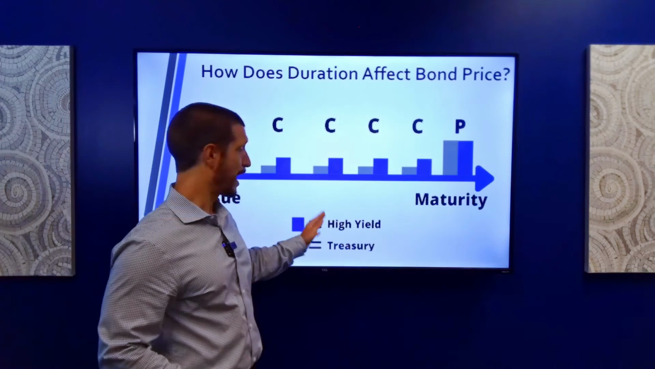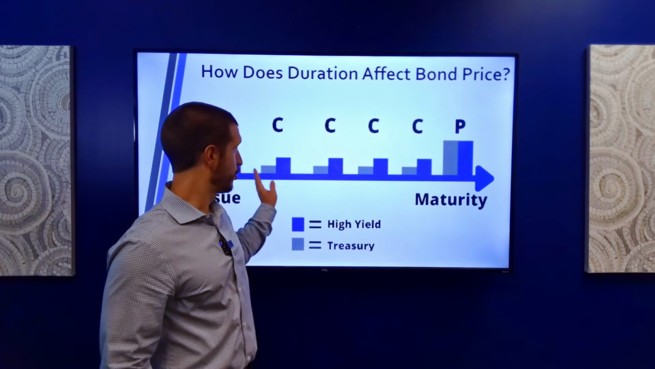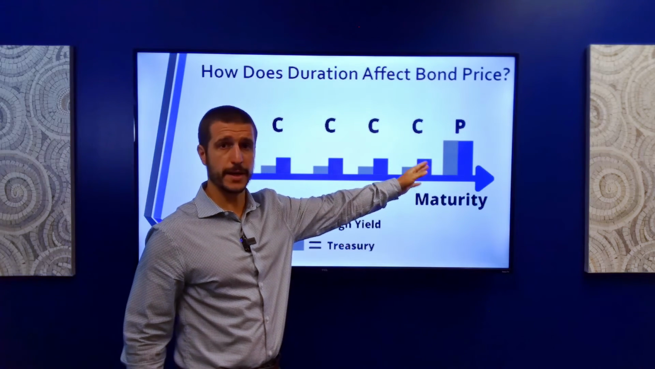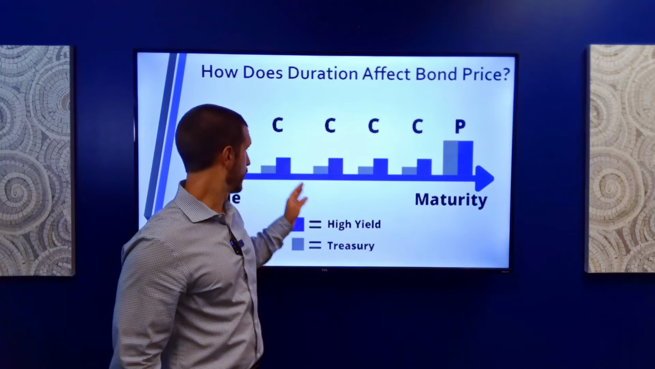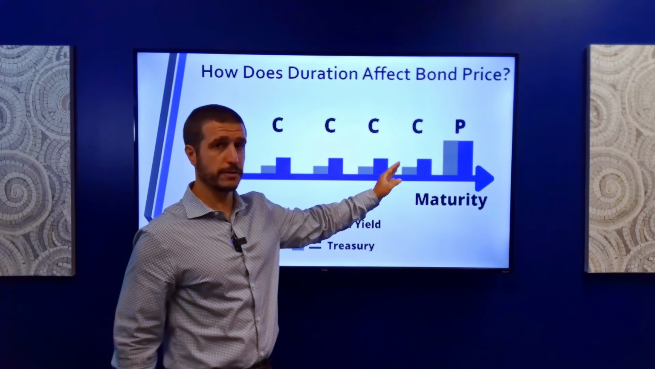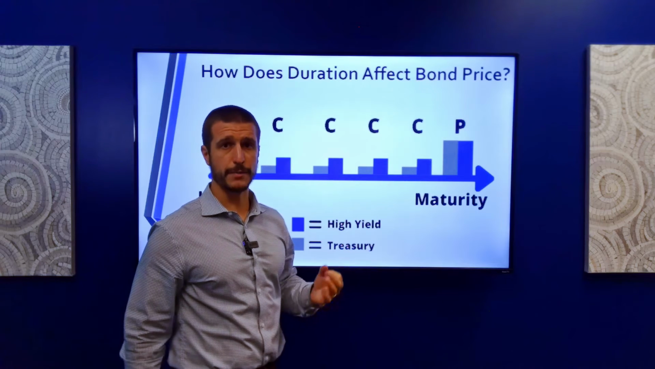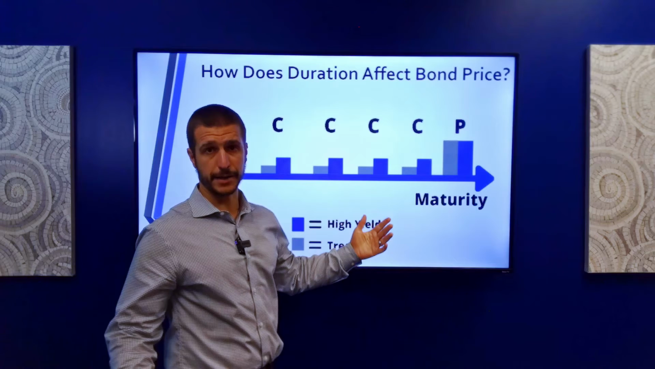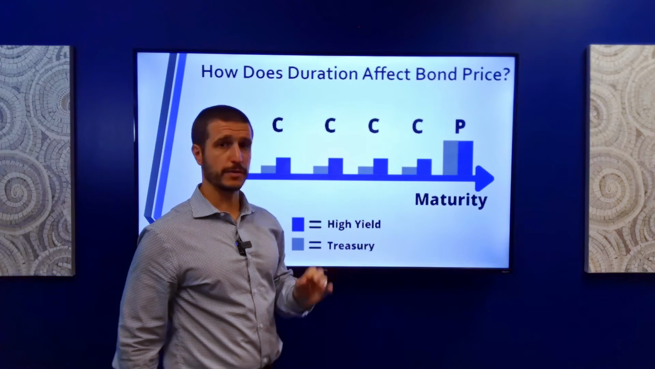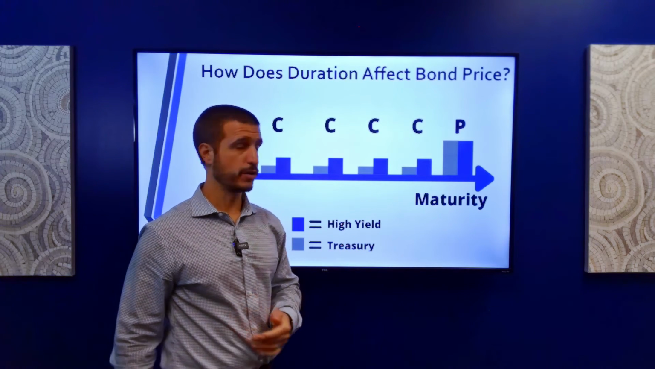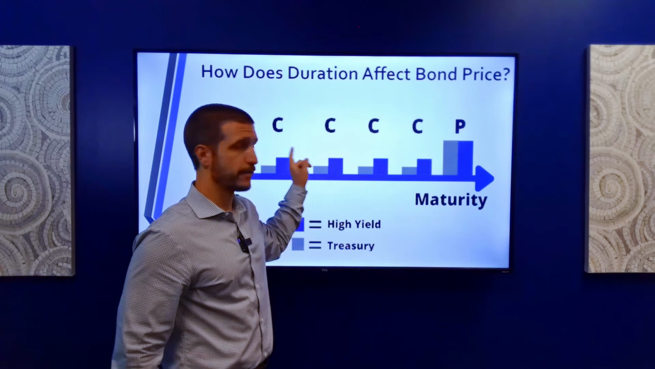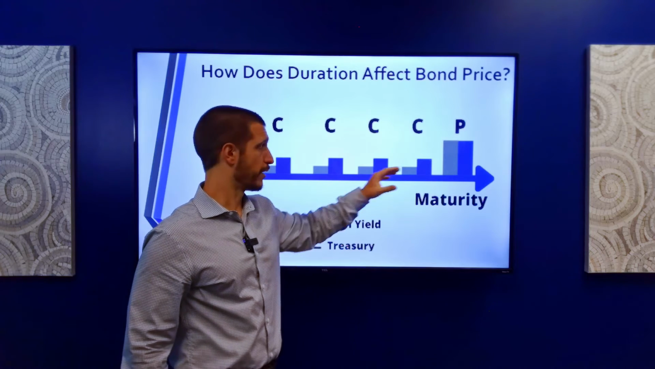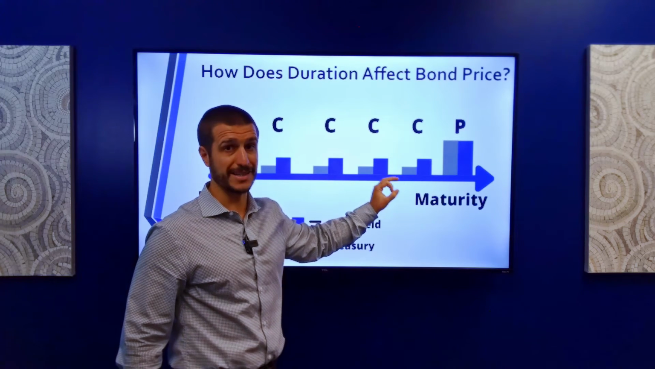So we have a high yield bond and a treasury. The high yield is in blue. We have coupon payments, and then we have principal repayment and maturity. The treasury bond is in gray, same schedule of coupon payments, and then principal at maturity. The treasury pays a lower coupon than the high yield bond. So when you think about duration being a weighted average of all cash flows, the more you're receiving ahead of maturity, the more it pulls duration shorter relative to that maturity date.